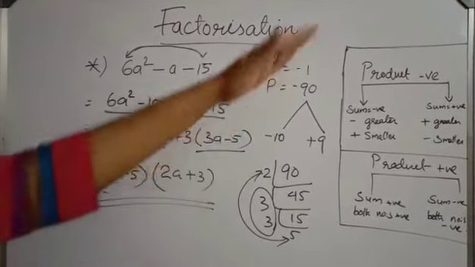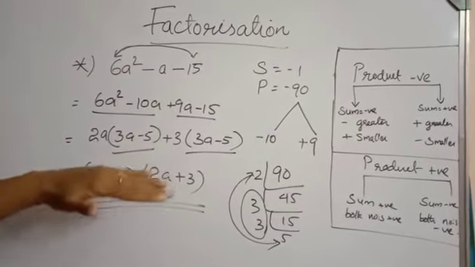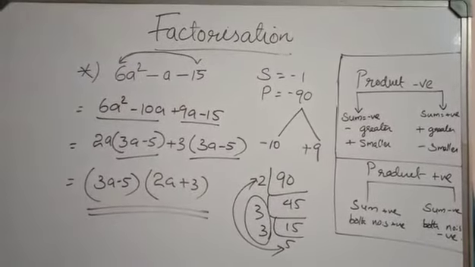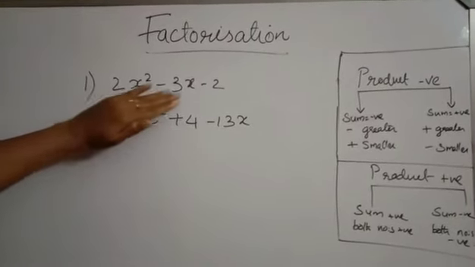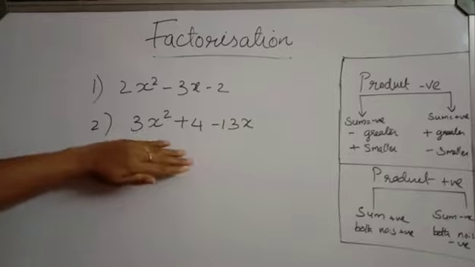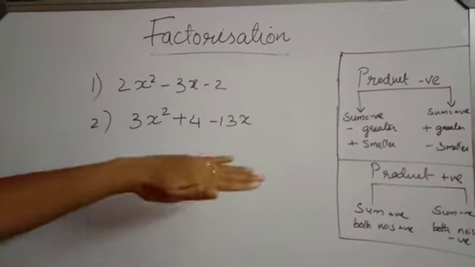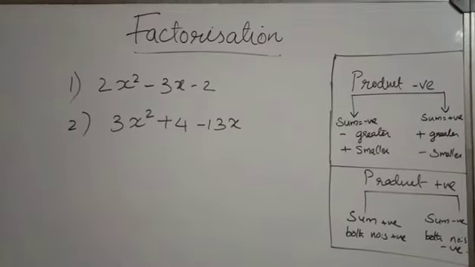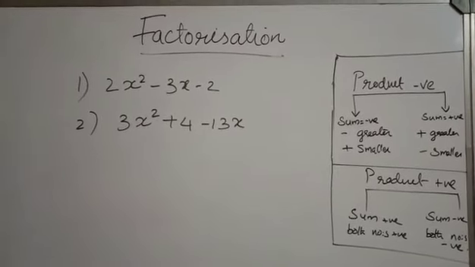Remember the two rules which I have given whenever you are splitting the middle terms of a given expression. Now, here are the questions for you. That is 2x square minus 3x minus 2, and 3x square plus 4 minus 13x. Remember all the steps, solve it and let me know the answer. Let's continue with the other methods of factorization in the next class. Thank you.